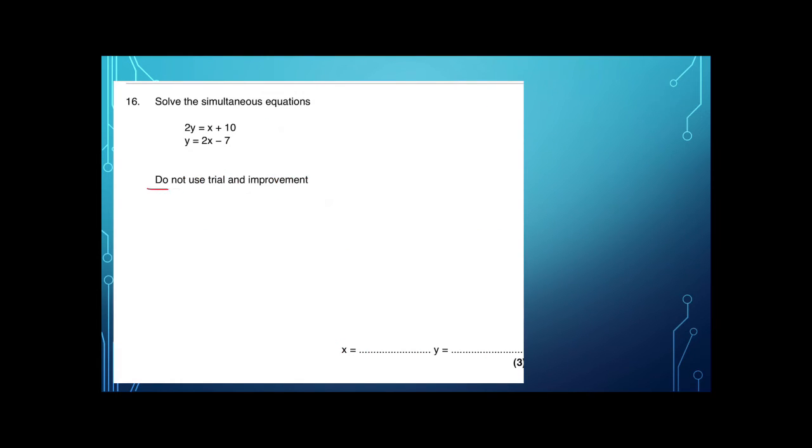I actually have missed out here. Each of the questions has been saying do not use trial and improvement. That just means don't guess the answer and show your working, so your algebraic working.